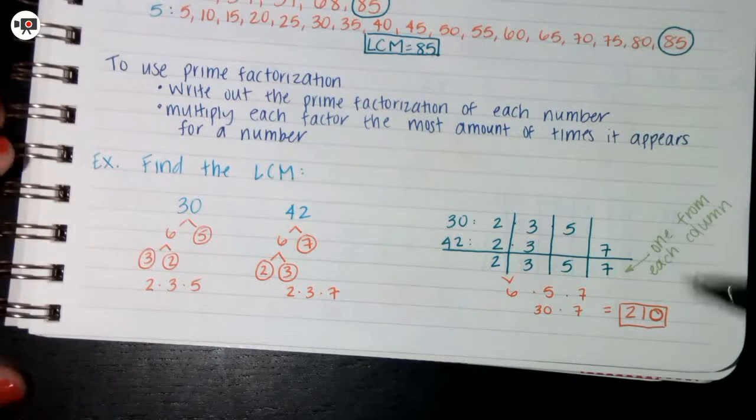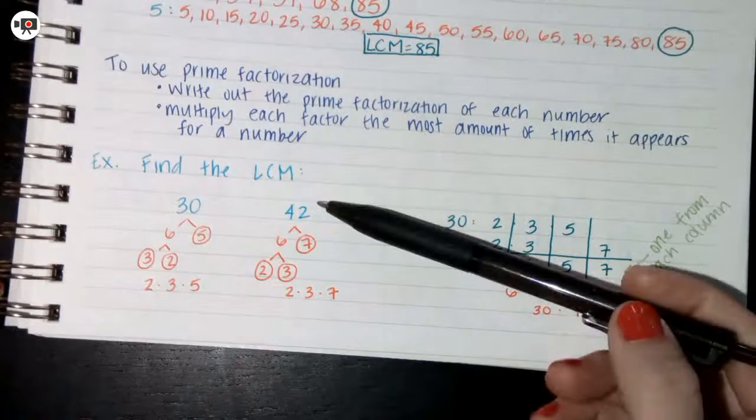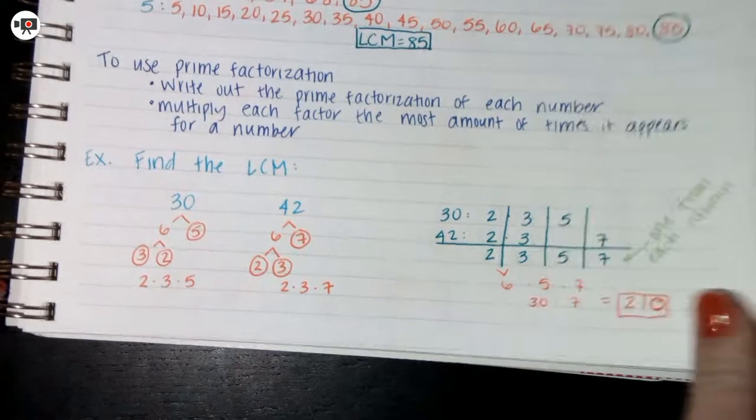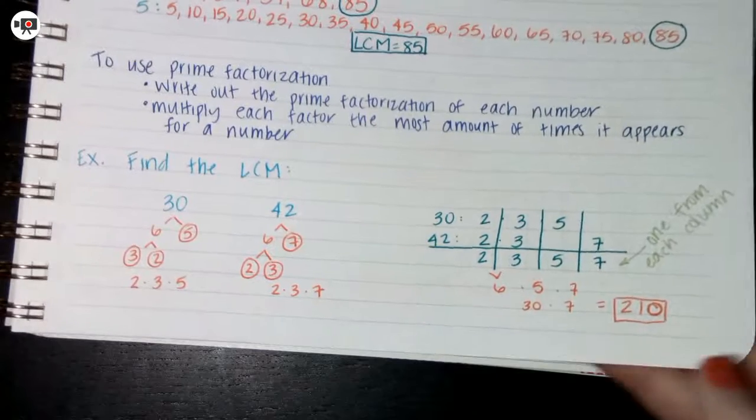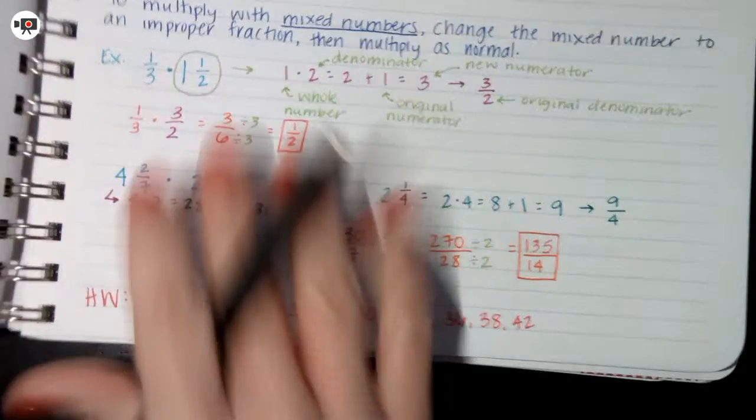I think using the prime factorization is a little bit easier than counting by those numbers. Counting by 42s is not going to be super easy or quick, so prime factorization is the way to go.